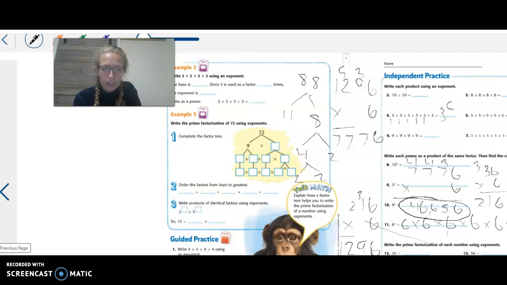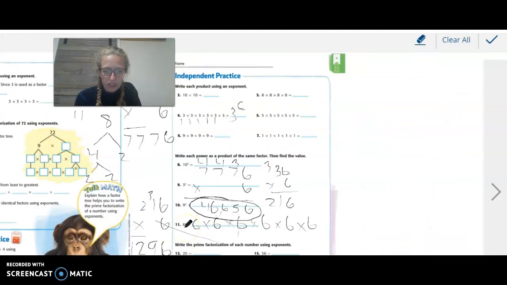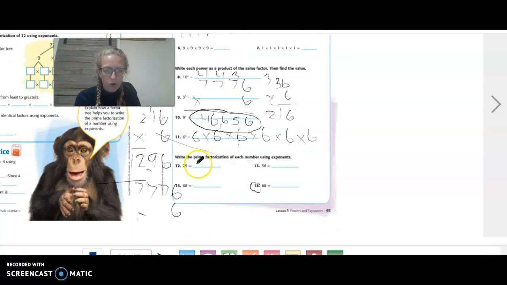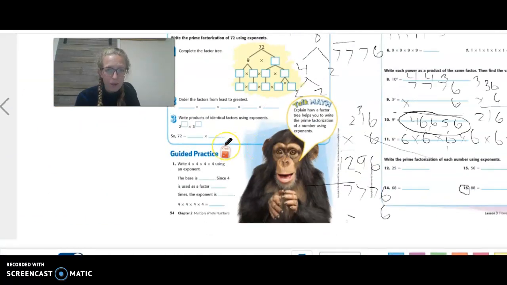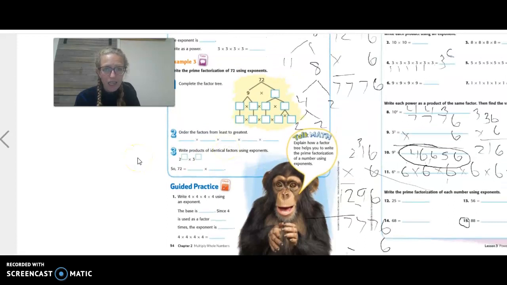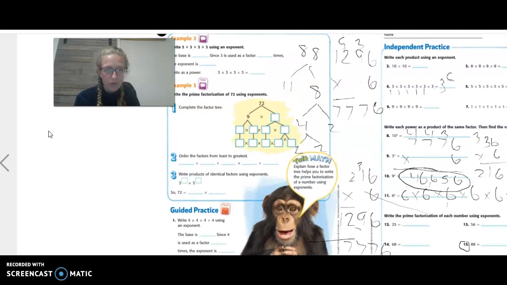So what I need to do, I'm going to look back at my instructions, make sure I'm in the right spot. Write the prime factorization of each number using exponents. Okay, so I need to take my prime factors and I need to arrange them in such a way that I represent 88. I'm creating my roadmap, but in the opposite direction. So my roadblocks, where my prime factors are 11, 2, 2, and 2. Okay?